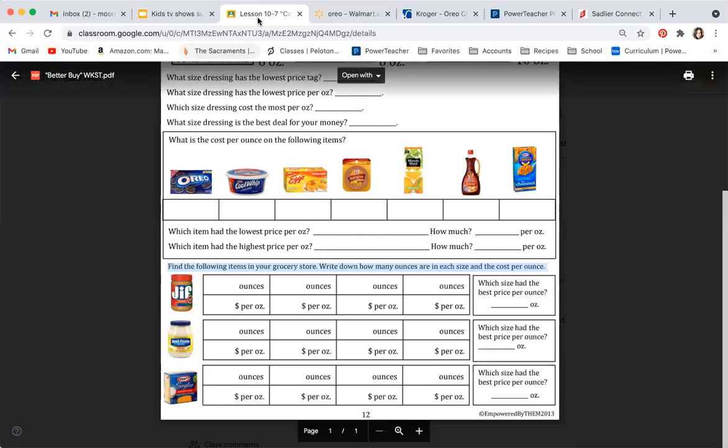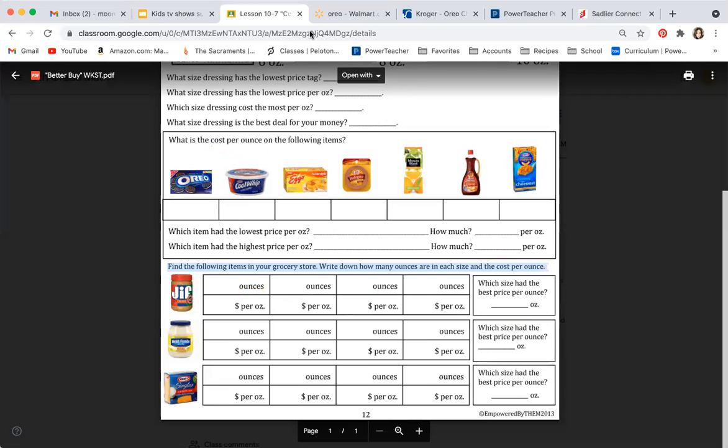So what's the main part of this one? You're going to divide the cost by the ounces on these packages. And then down here, you're going to compare the cost per ounce for the different sizes and then answer the question here at the side. All right? Questions?